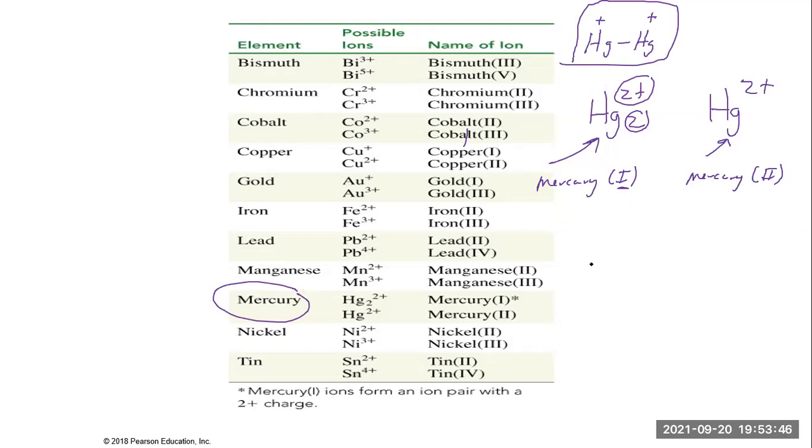Sometimes people go, well, how do I know? Well, usually that 2 that's on the bottom kind of stays around as you write it in a formula. Like this would be Mercury 1 oxide as opposed to Mercury 2 oxide. So that 2 that's down here kind of hangs around in the actual compound's formula, and that's how you can usually decide that it is Mercury 1 versus Mercury 2. Any questions on that there?